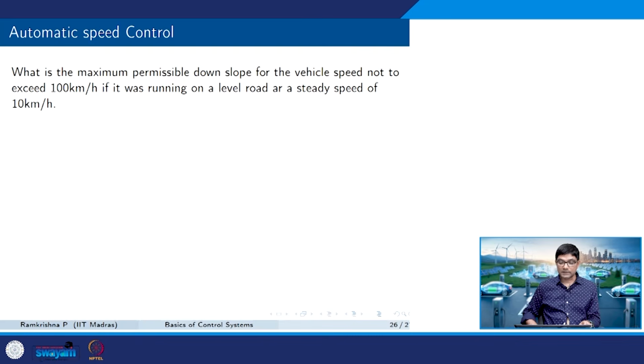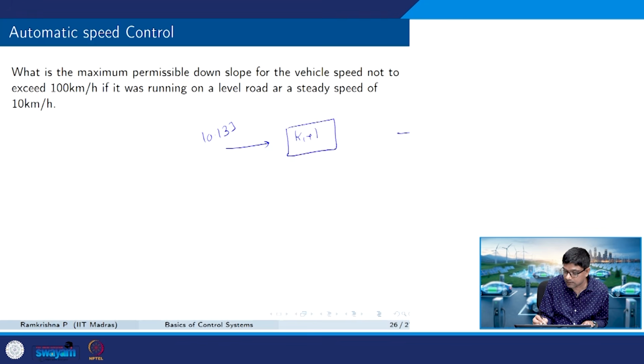Okay, so what is the maximum permissible downslope for the vehicle not to exceed 100 kilometers per hour if it was running on a steady road at some speed of 10 kilometers per hour? What we had earlier calculated was that for the output to be 10, my reference had to be 10.133. Now with the controller of the form Kp plus Ki over S, I could just have this as 10 and this would also be 10 at steady state.